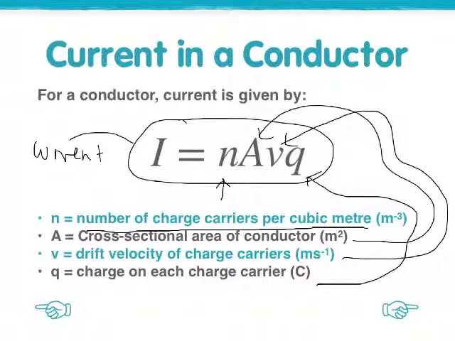So the amount of charge carriers times the cross-sectional area of the wire times the drift speed of the charge carriers times the charge on them. This would give you the total current. And you can rearrange this formula to actually work out the drift speed, which would be the current divided by the number of charge carriers, the area, and the charge. Don't forget the current is in amperes.